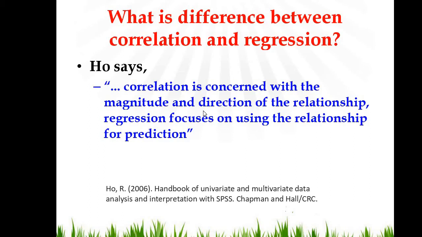What is the difference between correlation and regression? Who, in their book, say correlation is concerned with the magnitude and direction of relationship, whereas regression focuses on using the relationship for prediction.